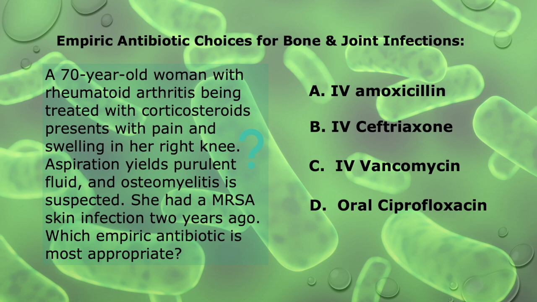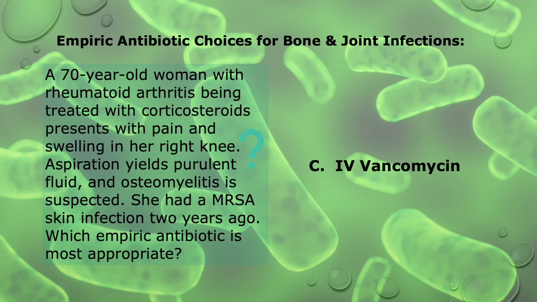And guys, at this point, every time I see MRSA, I am going to just pick C. And yes, it is C, because given the patient's history of MRSA infection, vancomycin is appropriate for the empiric coverage until culture results are available. Her immunocompromised state and previous MRSA history increases the risk of resistant organisms.